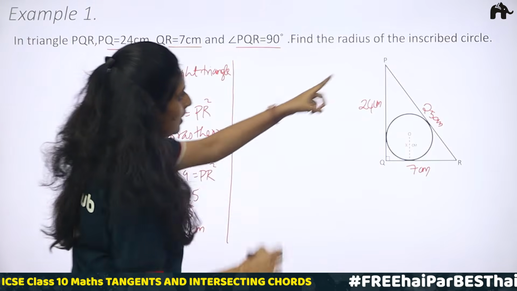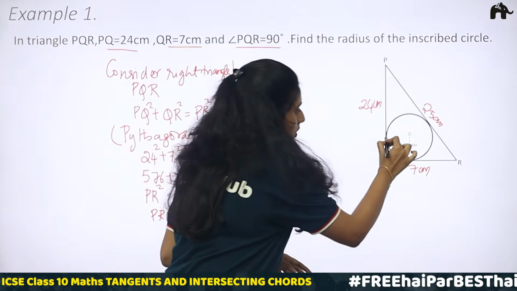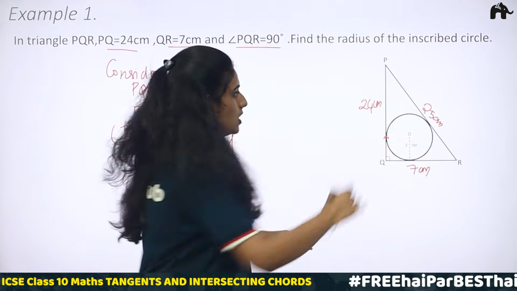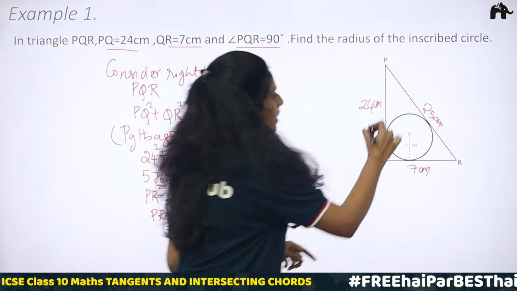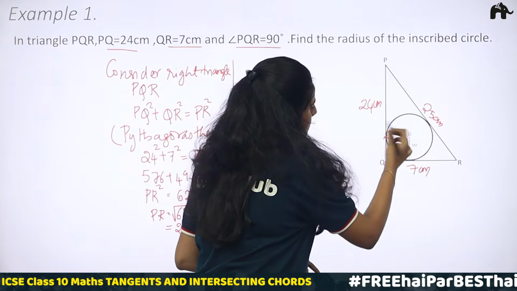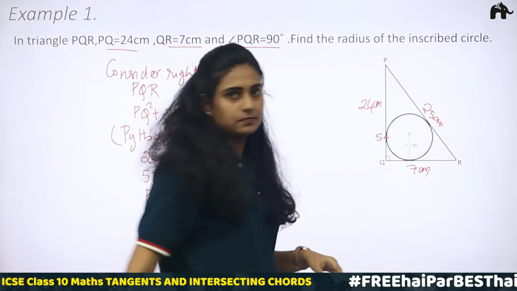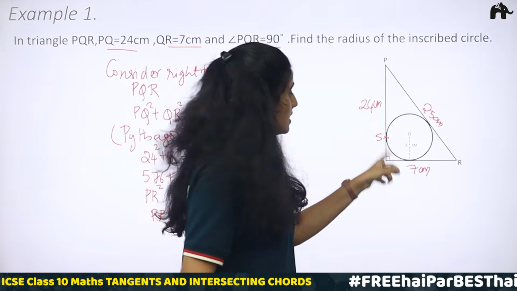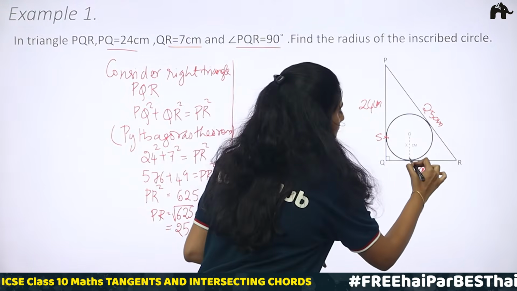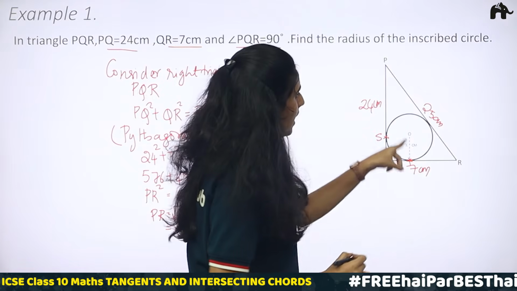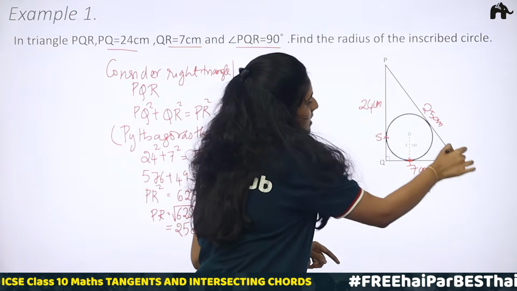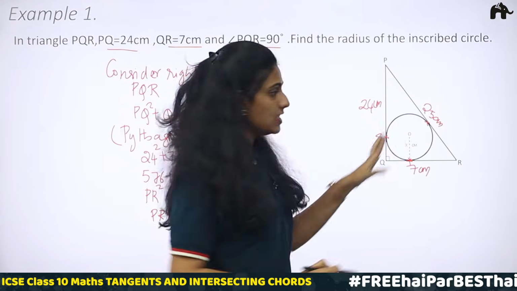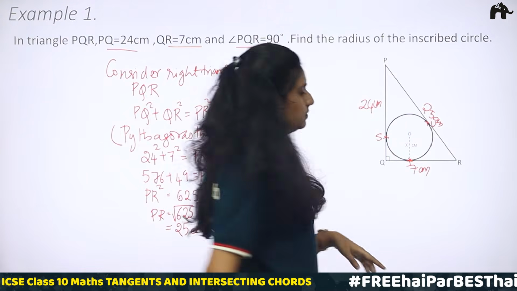Now, here when you take this PQ, there is a point on this side which touches the circle. Okay, so this is a tangent to the circle. Yes. Now I am marking this point as some S. Okay. Now, when you take this QR, there is a point where the circle touches this side. I am taking this as T. And here again, when you take this side PR, the circle touches at this point. We'll take this point as some U.